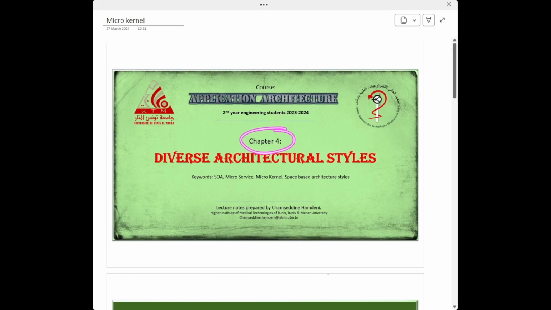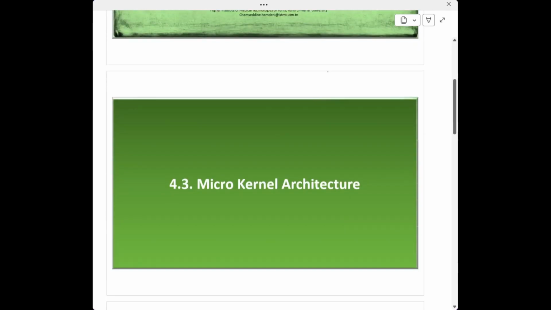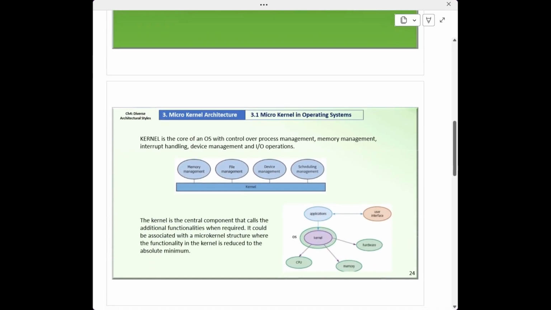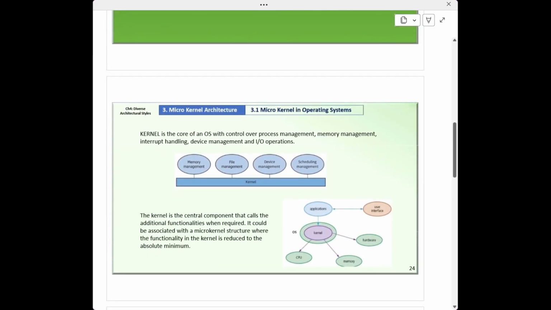We are still in chapter 4, diverse architectural styles. We are in the microkernel architecture style. Let's start with the kernel in the operating systems.